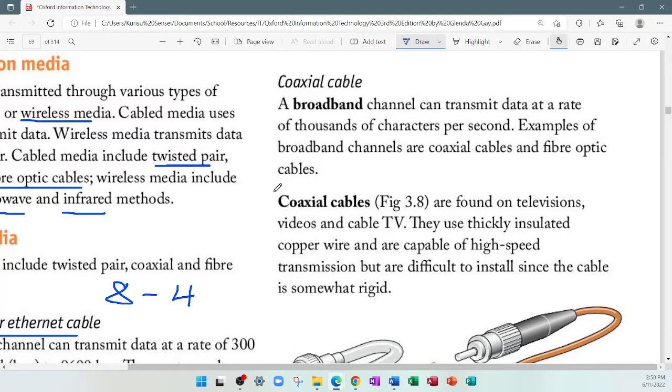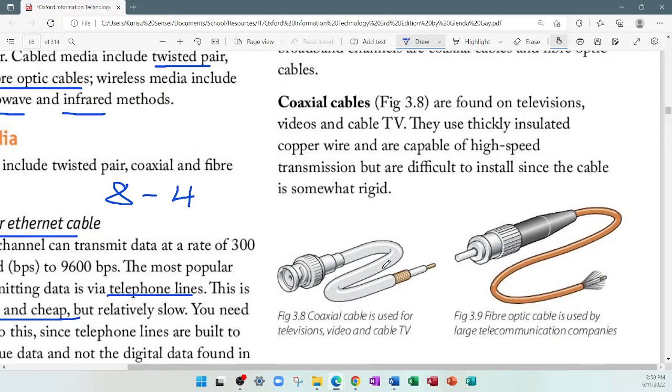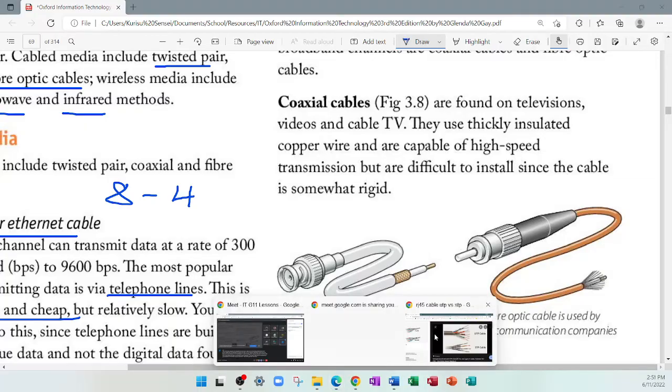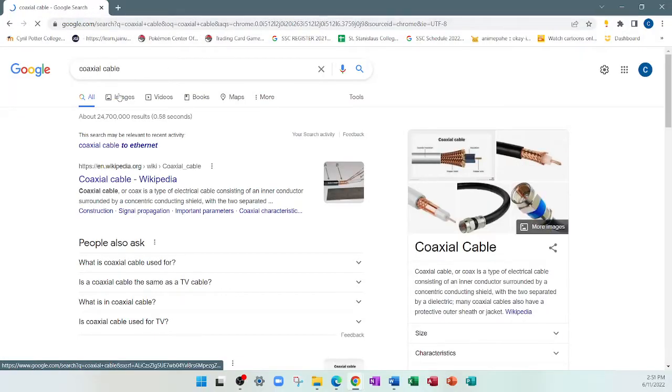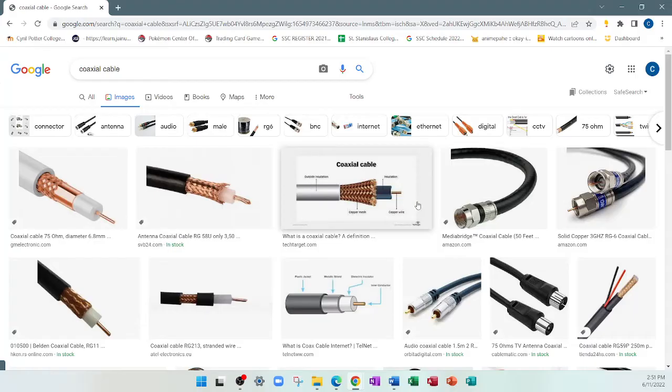Next, our other wired medium for transmission is the coaxial cable. The coaxial cable is the cable you have connected to your television, the same cable that runs from your antenna to the back of your television, and it looks just like this. Yes, this cable here is the coaxial cable, and it can be used for internet purposes.